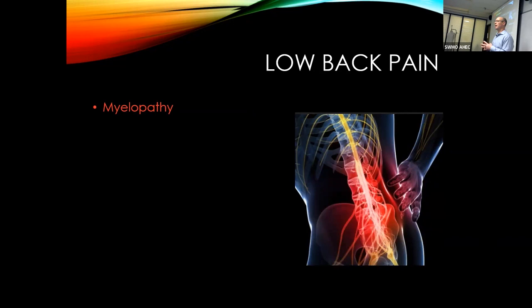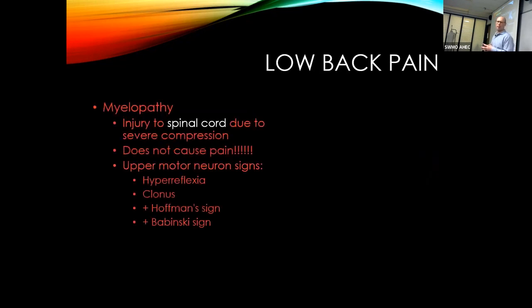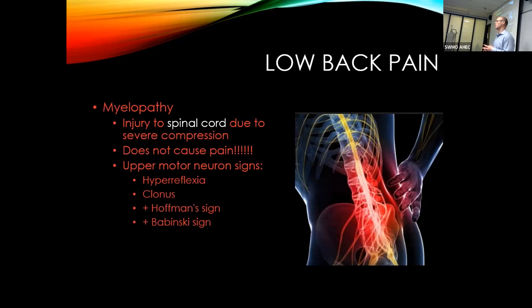Does anybody know what myelopathy is? You can answer if you want. Okay, spinal cord compression. So it's a spinal cord injury due to compression of the spinal cord. Where does the spinal cord end? Close. We got one, but it's not S1, right? So if you have a huge disc herniation at L4, you can't have myelopathy. You just can't.